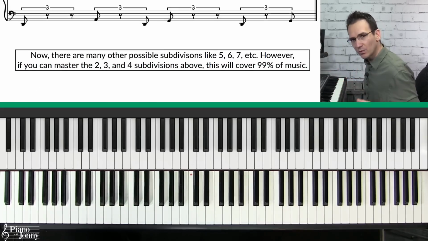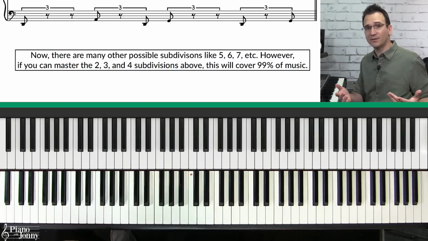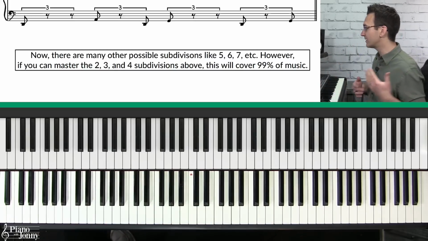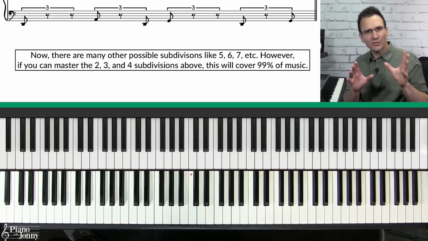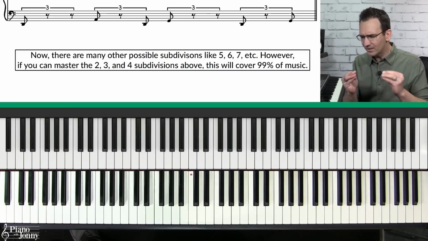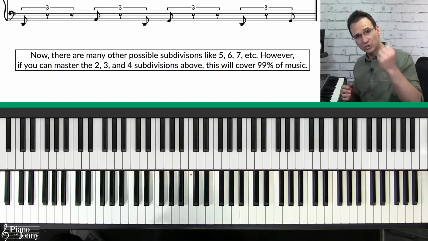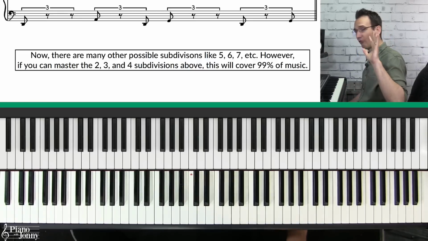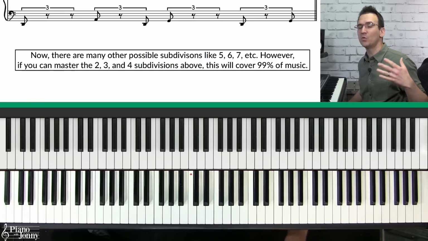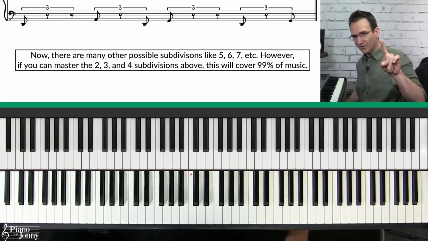I do also want to mention there are other ways you can subdivide a beat. You could actually subdivide a beat into 5, 6, or 7, but these are going to be the exception, not the norm. So if you really want to get confident with your rhythms, you really want to practice the primary subdivisions of 2, 3, and 4. But I just want to throw this out there. You will find other subdivisions, but again, it's not the norm. Are you ready for the exercise?